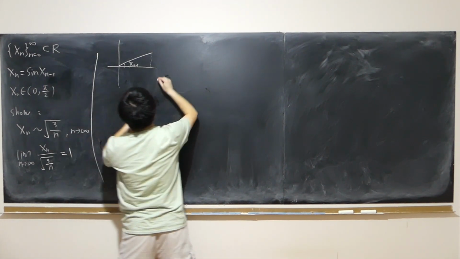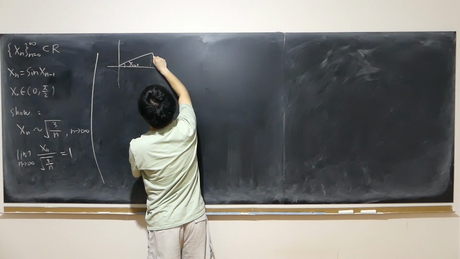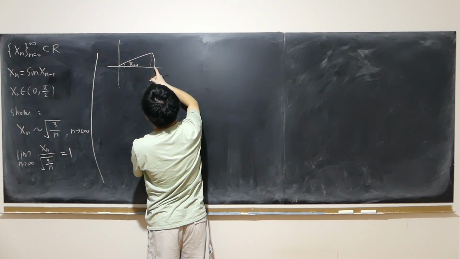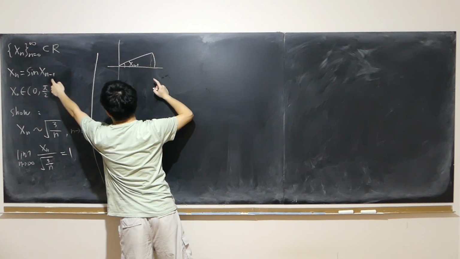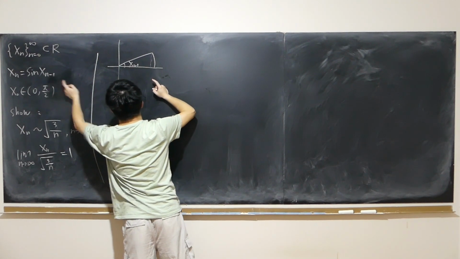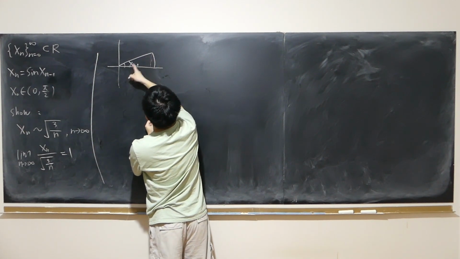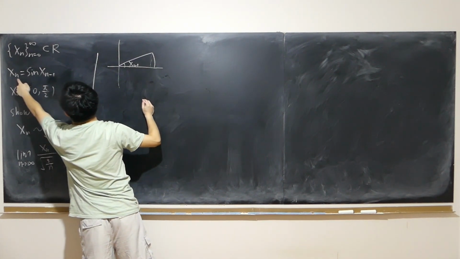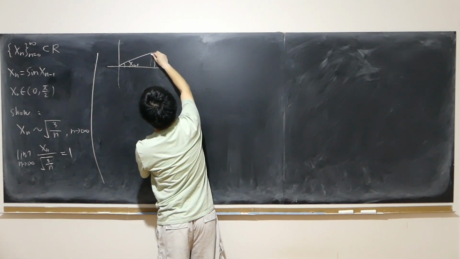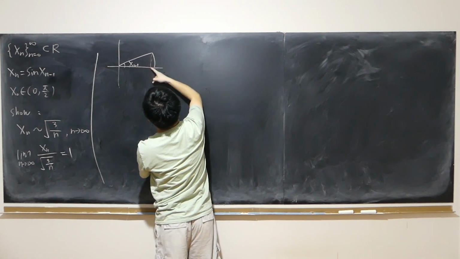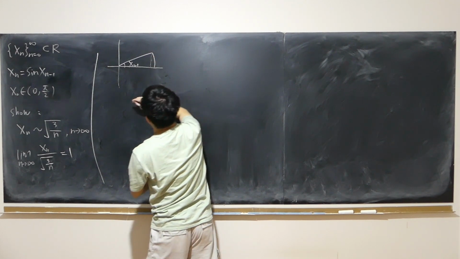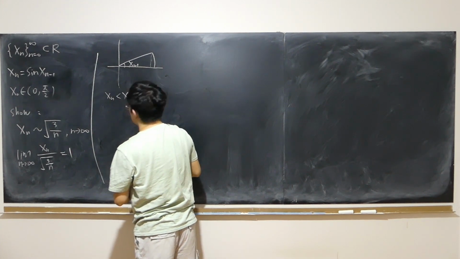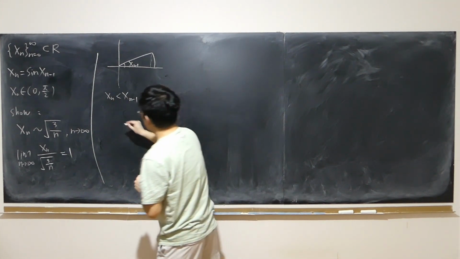xn minus 1 is in fact the length of this arc. That's the definition of the angle in terms of radius: the arc length over the radius. The radius is 1, so xn is only this length. So definitely xn is shorter than xn minus 1, meaning the sequence is monotonically decreasing.